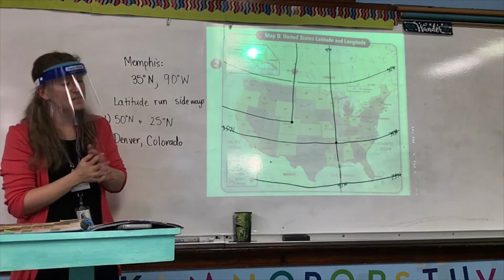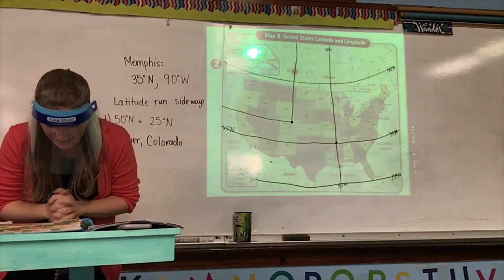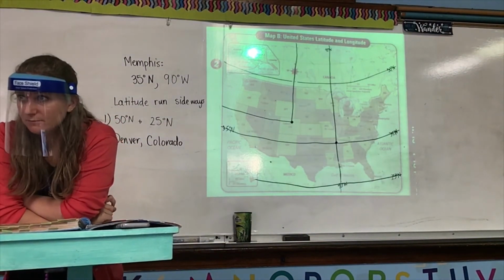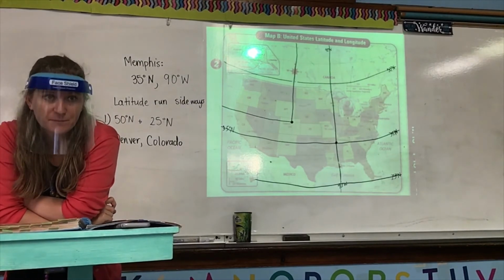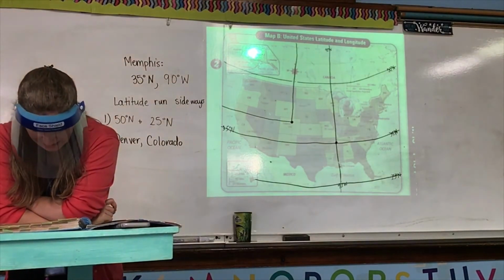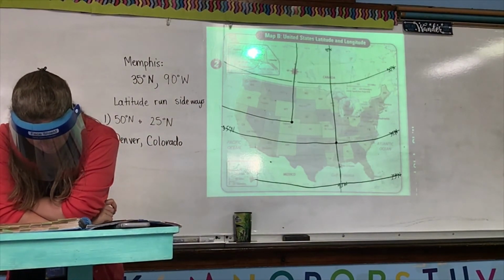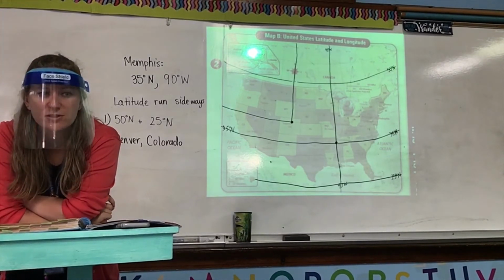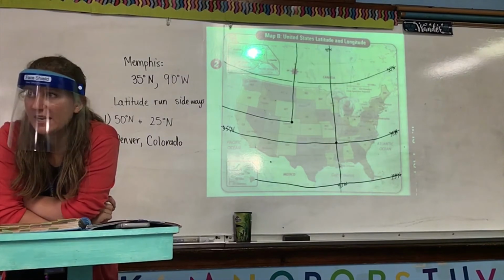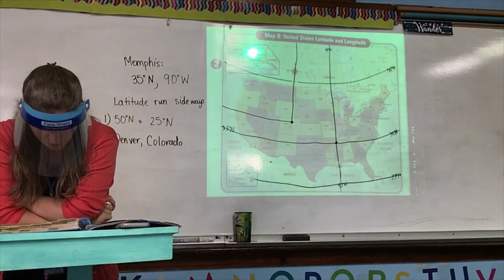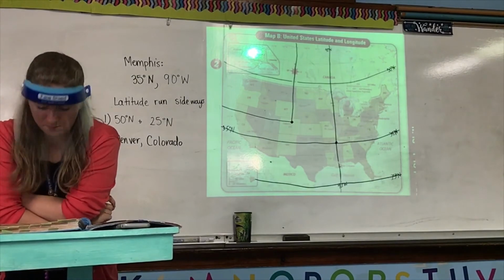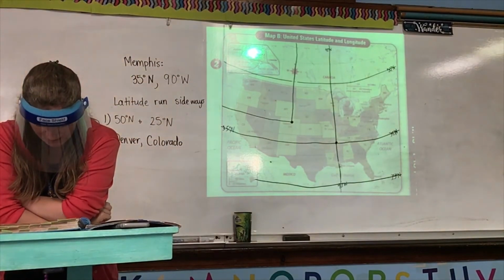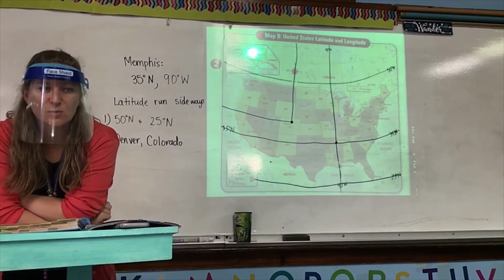Let's do one more question that's not in the book. What city is very close? You're going to do this by yourself. So, on your map, use your map. What city is located near 45 degrees north and 100 degrees west? What city is located near where 45 degrees north and 100 degrees west meet? Which city is located near 45 degrees north, 100 degrees west?